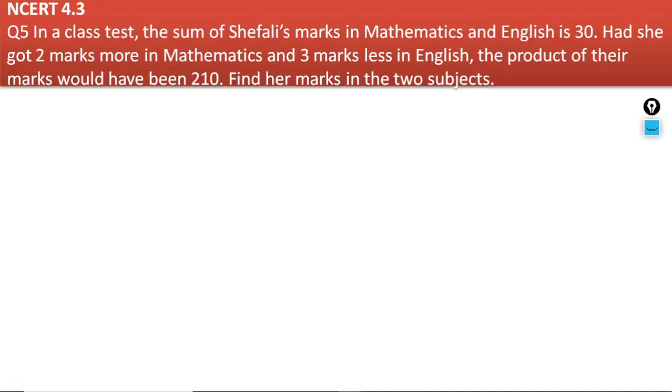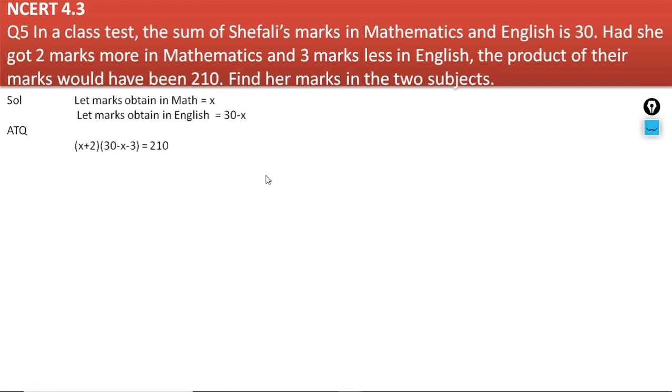In this problem, in a class test, the sum of Shefali's marks in maths and English is 30. Had she got 2 marks more in mathematics and 3 marks less in English, the product of their marks would have been 210. Find her marks in the two subjects. So here, the sum of Shefali's marks in maths and English is 30. So in one subject we consider x, and in the other subject it becomes 30 minus x. So let the marks obtained in maths be x and the marks obtained in English be 30 minus x.